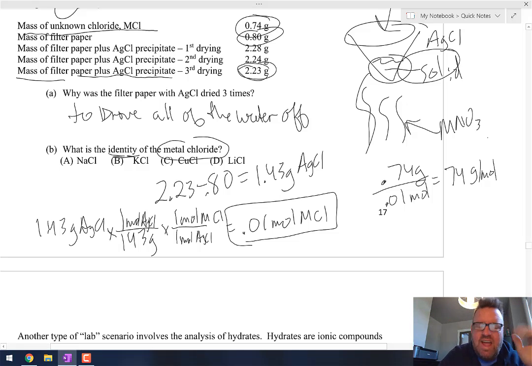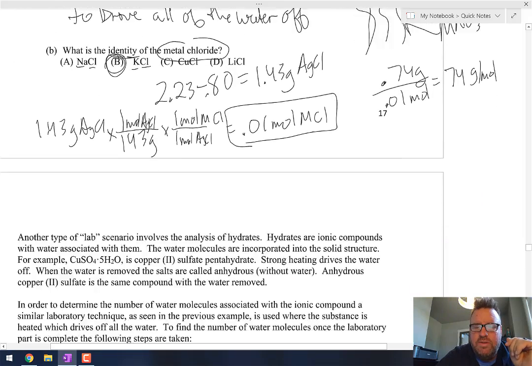Okay. Now, does that answer the question? No, it does not. Now I have to figure out which of these has a mass of around 74. Well, 23 plus 35 is 58. 39 plus 35, though, is 74. So, therefore, it is potassium chloride.